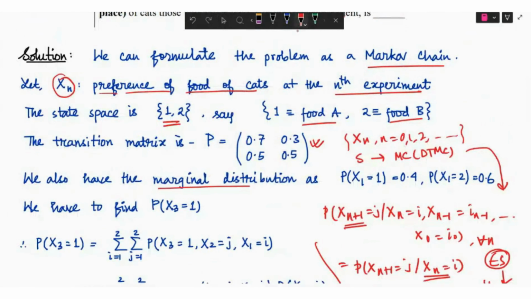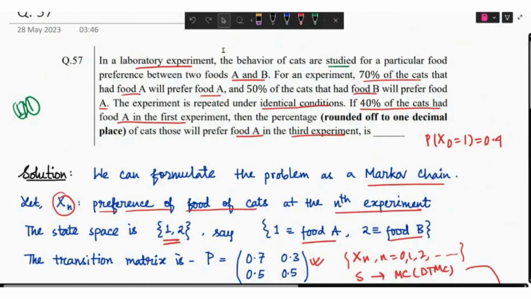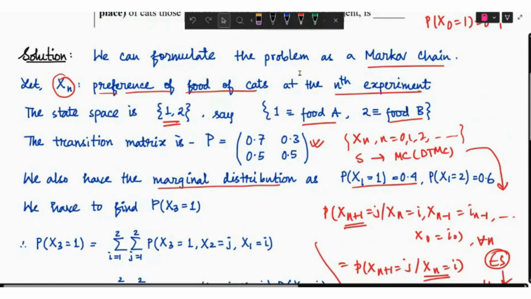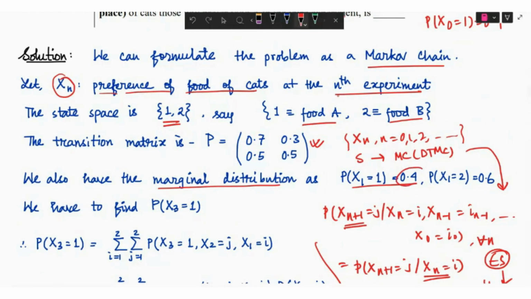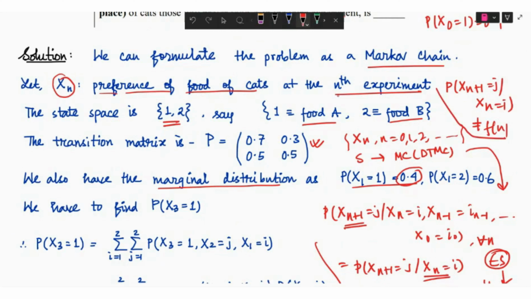We also have the marginal distribution given, that is, 40% of the cats had food A in the first experiment. So the probability of X1 equal to 1 is 0.4, basically what we have written here. It only depends on the previous one. And it is time homogeneous also. Time homogeneous means it does not depend on n. That is, the probability of X(n+1) = j given Xn = i is not a function of n. Okay, this is called time homogeneous.